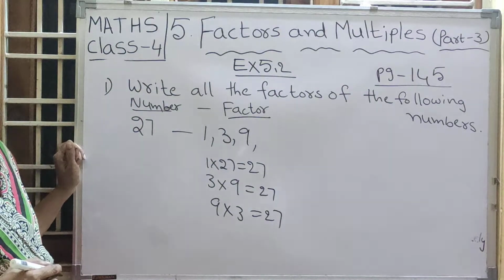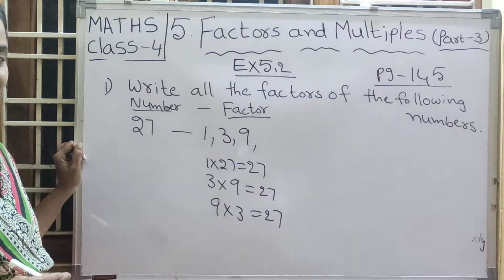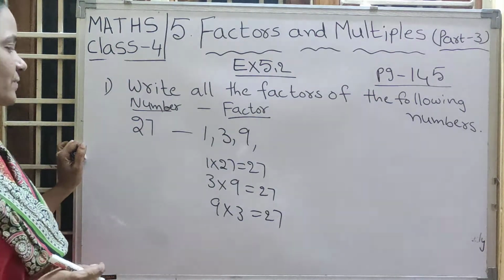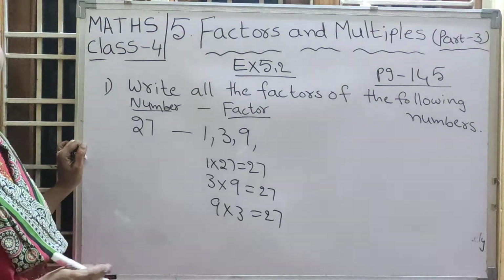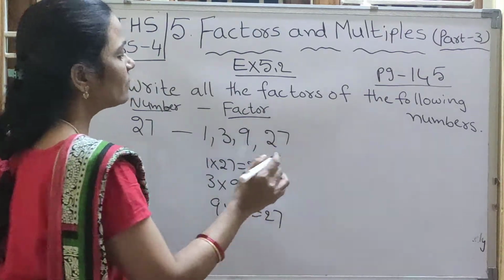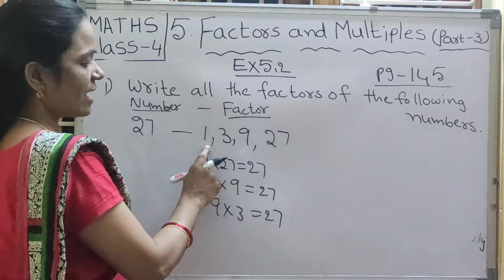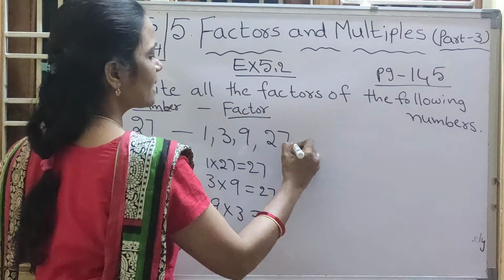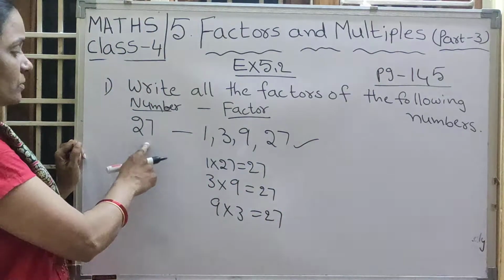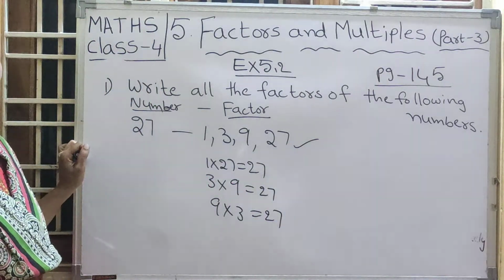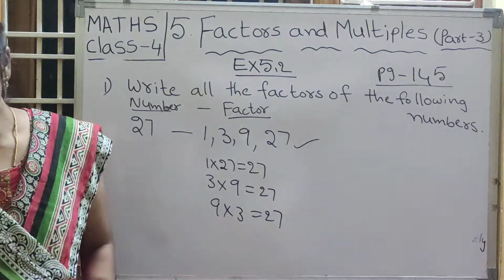Next in 10 table, 11 table, 12 table, 13, 14, 15, no chance. Directly in 27 table only we will get 27. So 1, 3, 9, 27. These are the factors of 27. Understood all of you? Yes. Take next.